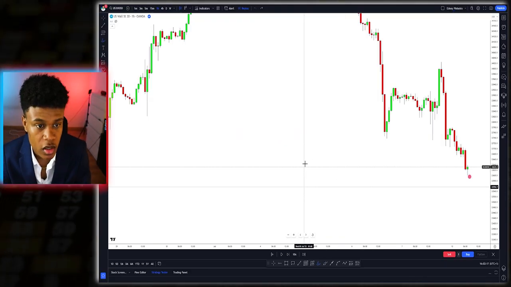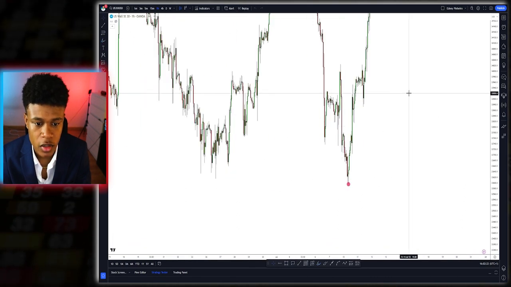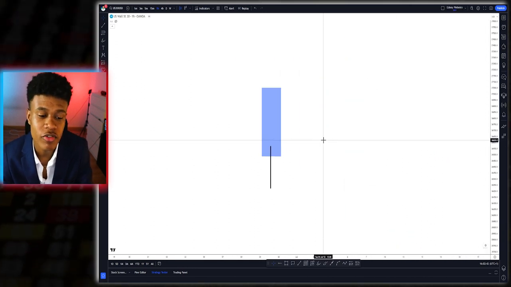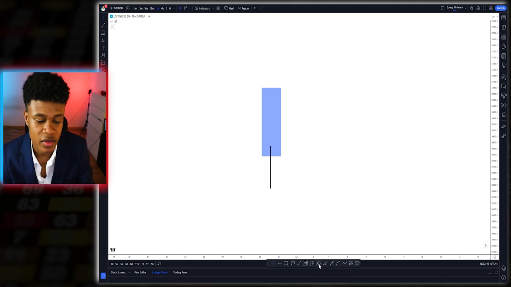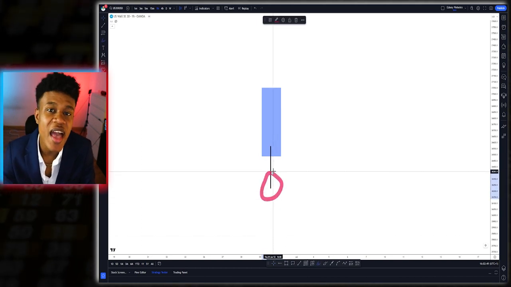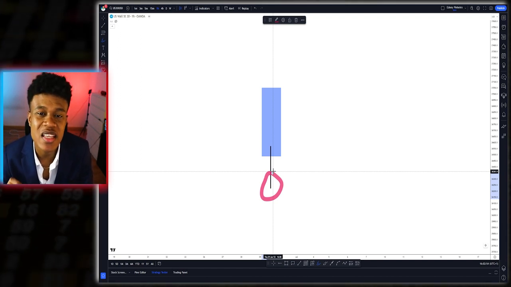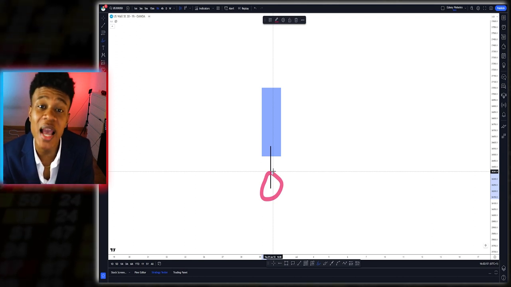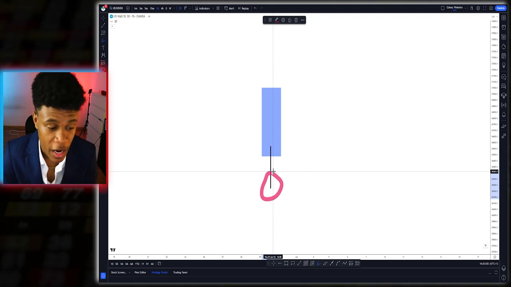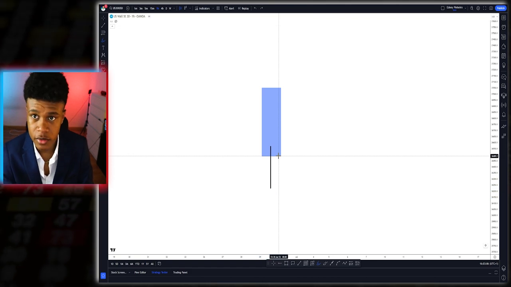Let me clean all of this. Let me get out of replay mode, and then we can come here again. The thing you're looking for when we identify the candle that made the mini value is the following: the next candle after the candle that made the mini value was able to close above the max value the candle that made the mini value made. I know this is complicated to understand at first, but let me show it to you guys on the chart.